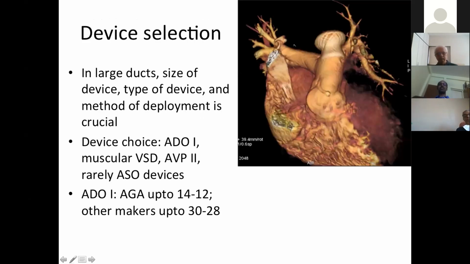The problems in the intervention, devices. What are the devices that are available? We do have duct occluders. The Amplatzer US FDA approved duct occluder goes up to 14/12, but in India 16/14 is available. Other makers even go up to 30/28, including Lifetech. And Lepu makes 24/22. Cocoon makes 24/22. So larger and larger duct occluders are available. Muscular VSD's largest size that is available is 24 millimeter from other vendors and 18 millimeter from Amplatzer. Vascular plugs are available. Extremely rarely, septal occluders.